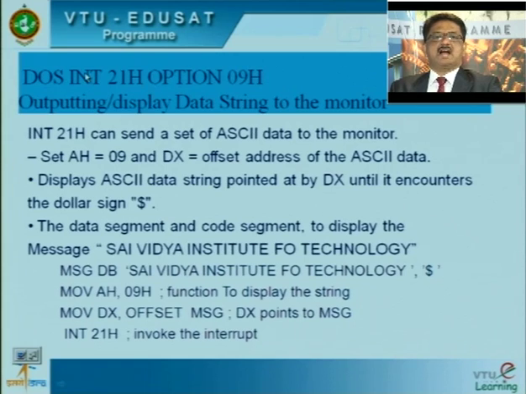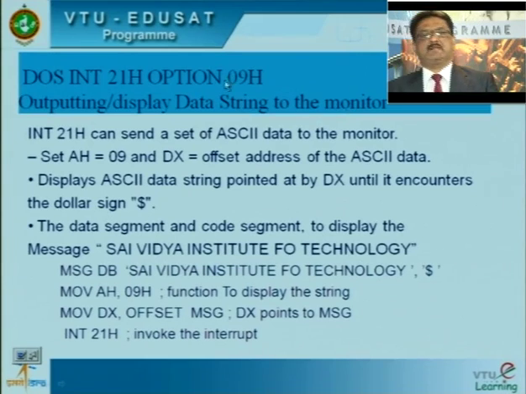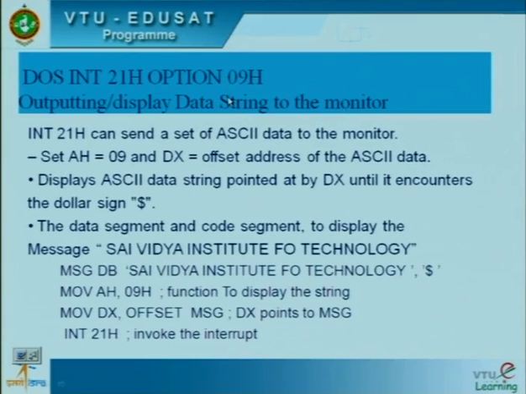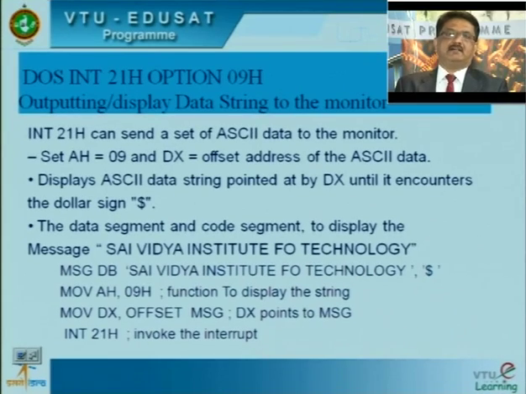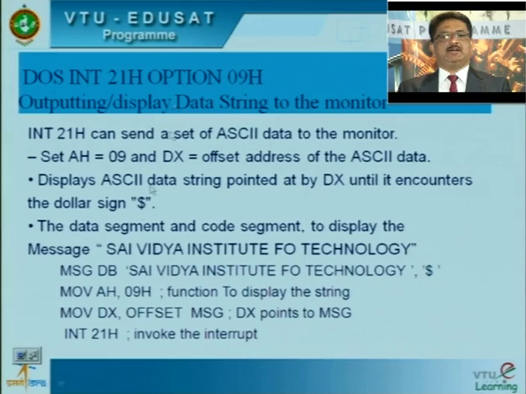Now let me start with the first function, DOS INT 21H option 09H. Option 09H of INT 21H is used for displaying a data string onto the monitor. However, before calling INT 21H to display the data string, you need to load the starting address of the string to be displayed into DX, and AH should be 09. If you invoke INT 21H, whatever string is pointed to by DX gets displayed onto the screen.